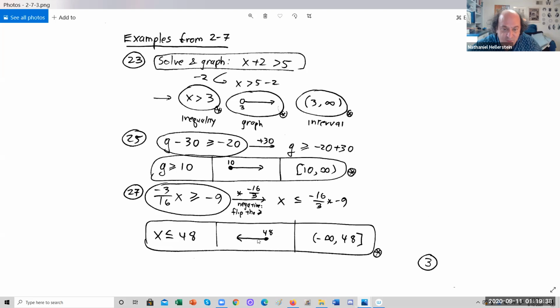That's a left closed half line, everything to the left of 48 and inclusive of 48. And the interval notation is round bracket minus infinity to 48 square bracket.